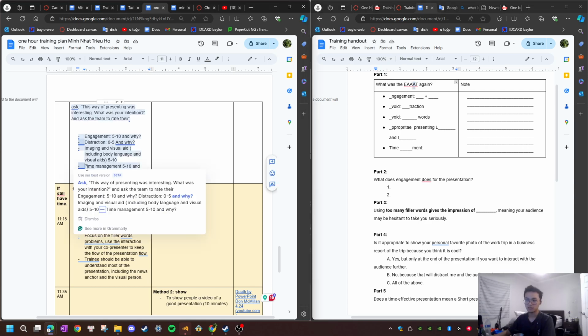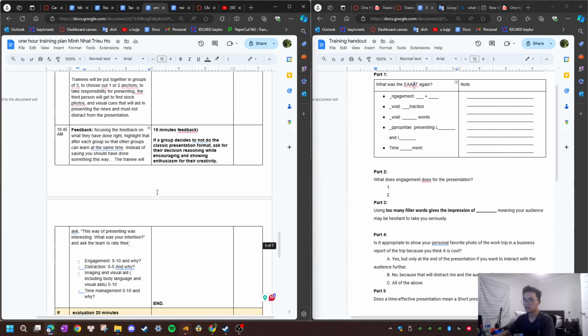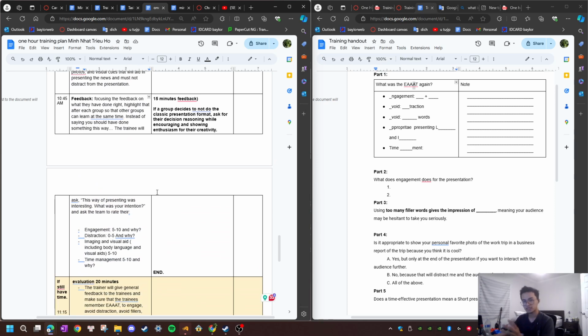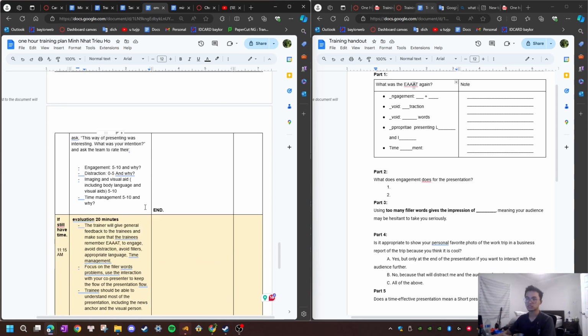And then time management. Did they go over 5 minutes? Did they use their time effectively? Effectively doesn't need to be short. They can use up the entire 5 minutes, but if they use that 5 minutes informatively, effectively and somewhat entertainingly, how would that be? And how much did they earn on that?